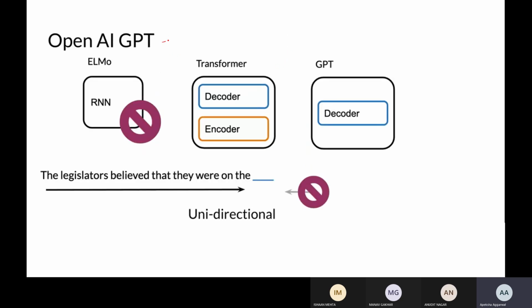So then GPT came. In GPT, it utilizes the concept of transformer. So in GPT, it is unidirectional and it uses decoder. And in encoder, you are encoding the sequence into representation. Sorry, I have a question.